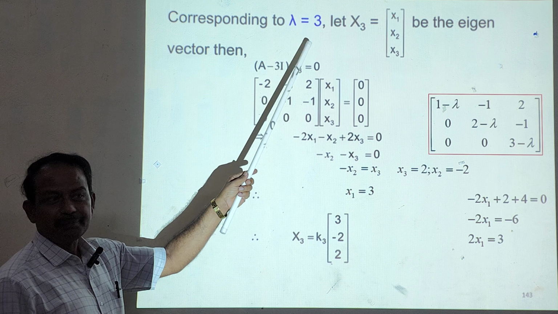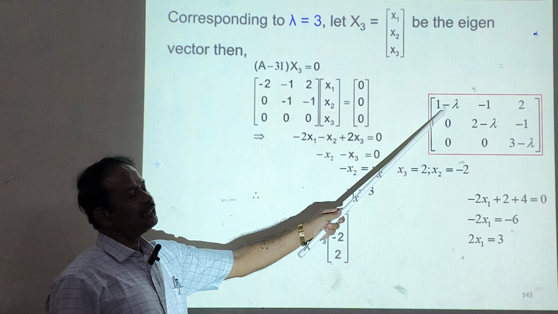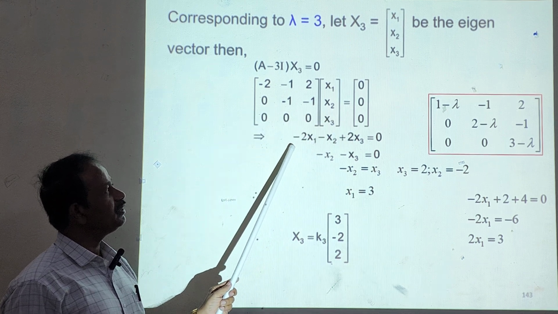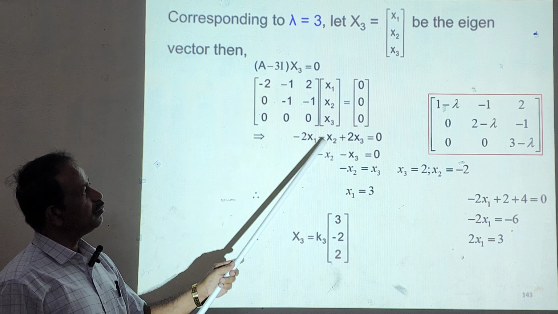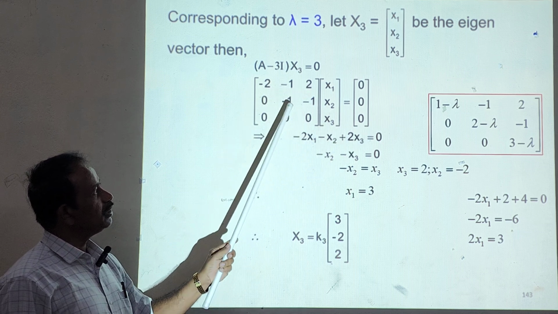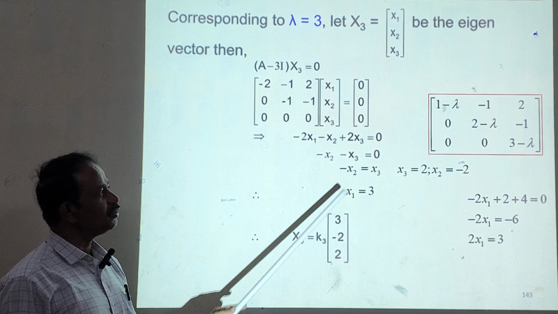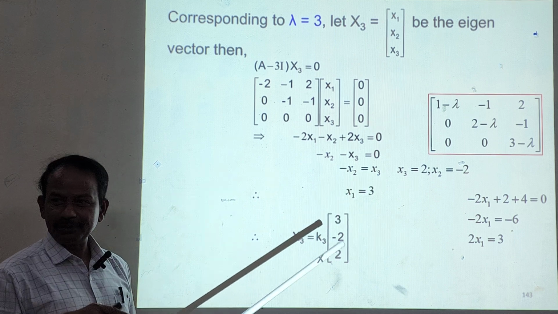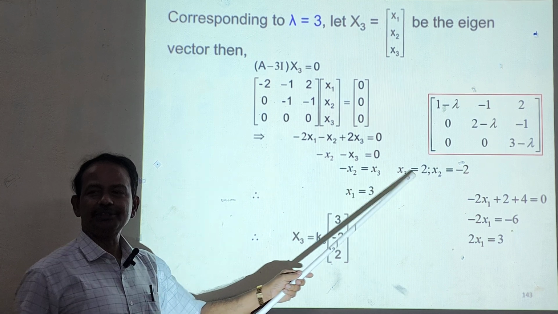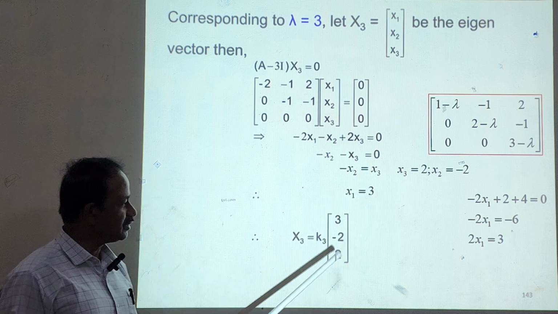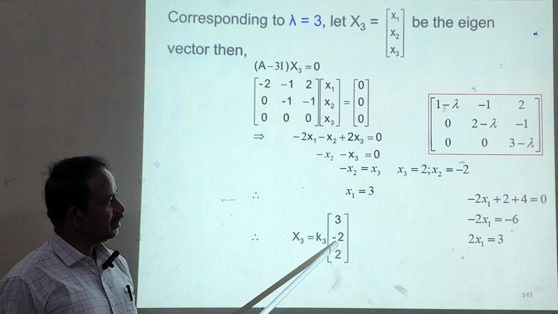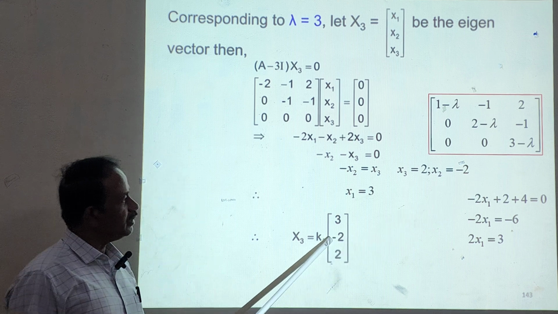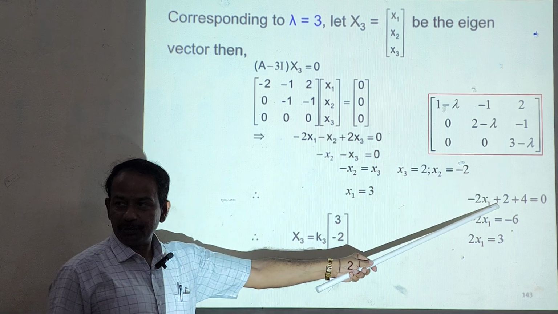Similarly, we will use lambda equal to 3, the last eigenvalue. Lambda equal to 3, you substitute in this matrix, multiply by the eigenvector, and we will get these equations. So minus 2x1 minus x2 plus 2x3 equal to 0. The second equation becomes minus x2 minus x3 equal to 0, which implies that minus x2 equal to plus x3. Already we have substituted 1, so you have to go only with the next one, which is x3 equal to 2. If x3 equal to 2, x2 will be minus 2. Then substitute here: x3 equal to 2 becomes 4, and x2 equal to minus 2 becomes plus 2.